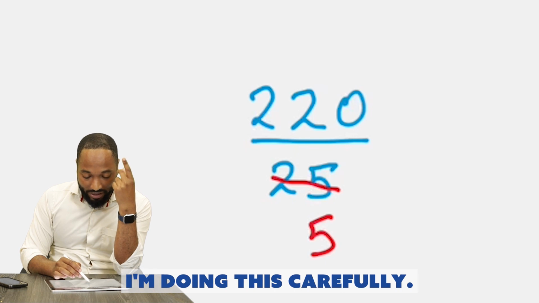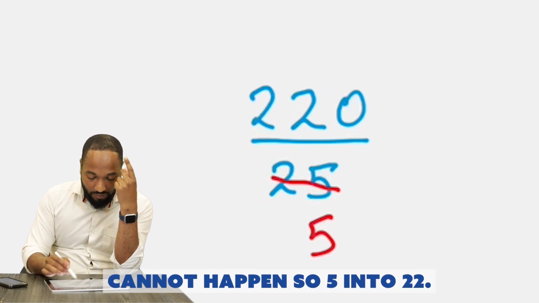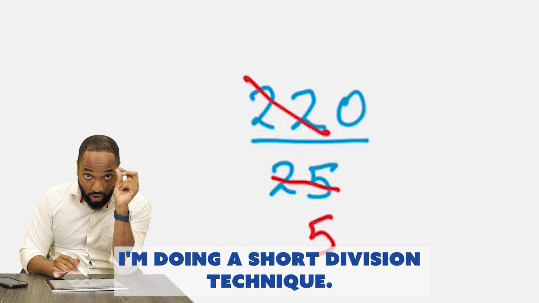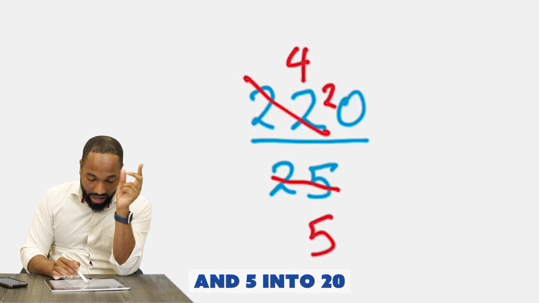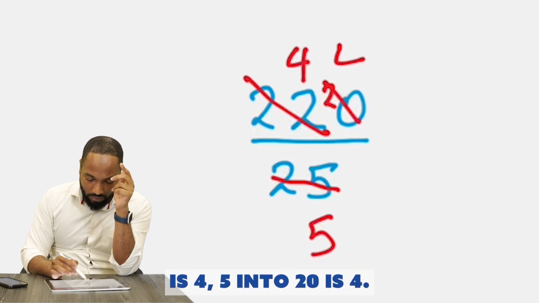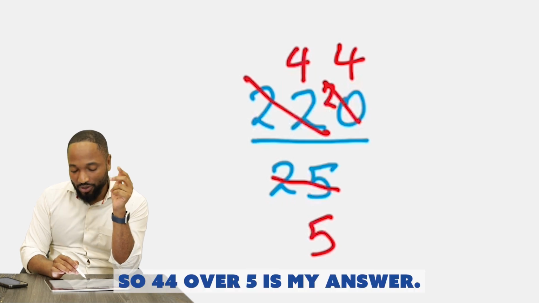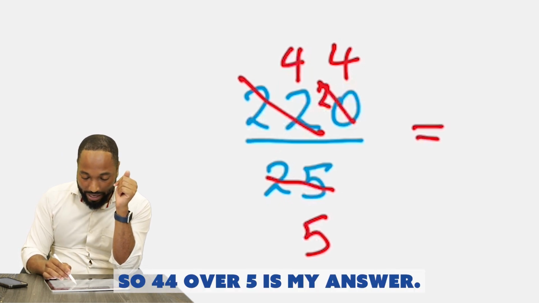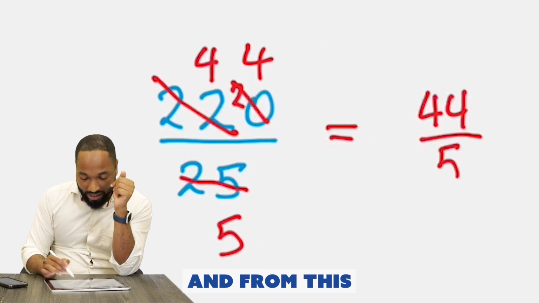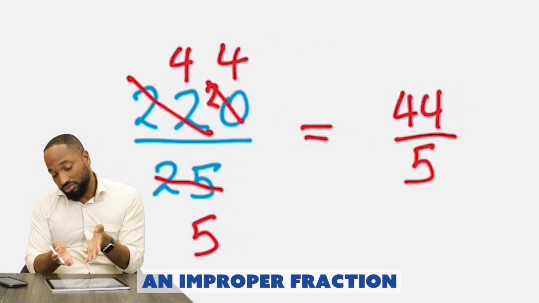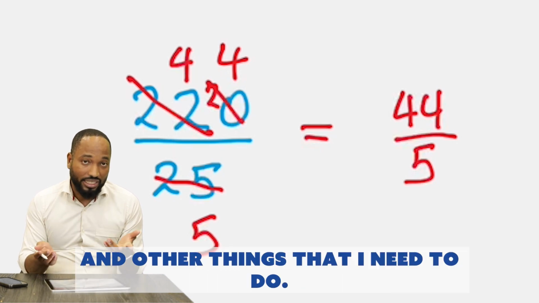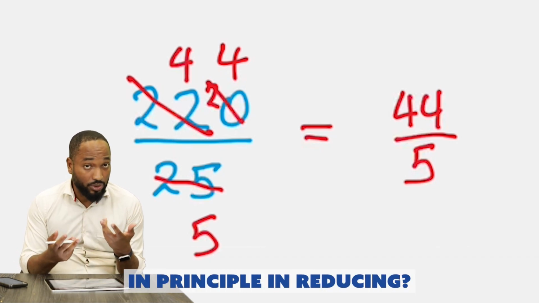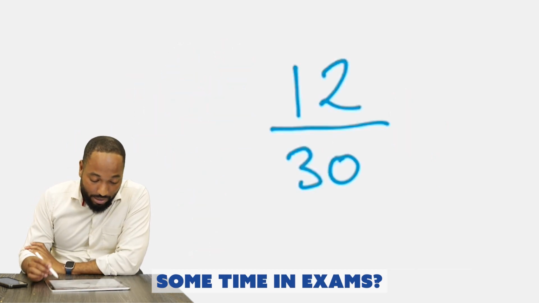Watch how I'm doing this carefully. I'm going to say 5 into 2 cannot happen. So 5 into 22, I'm doing a short division technique. Watch closely. 5 into 22 is how much? 4, remainder 2. And 5 into 20 is 4. So 44 over 5 is my answer. And from this, I can leave it like this, an improper fraction, or I can go on to divide and get my decimals and other things that I need to do. Do you understand the principle in reducing? Do you see how this can save you some time in exams?